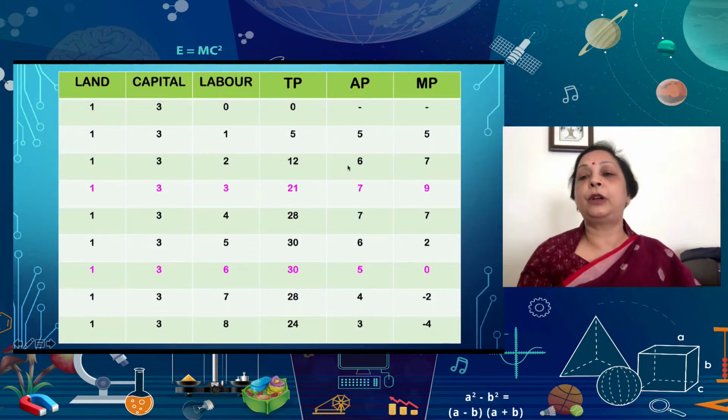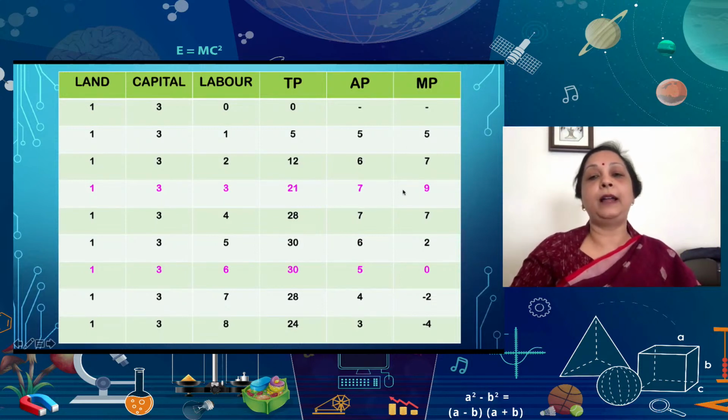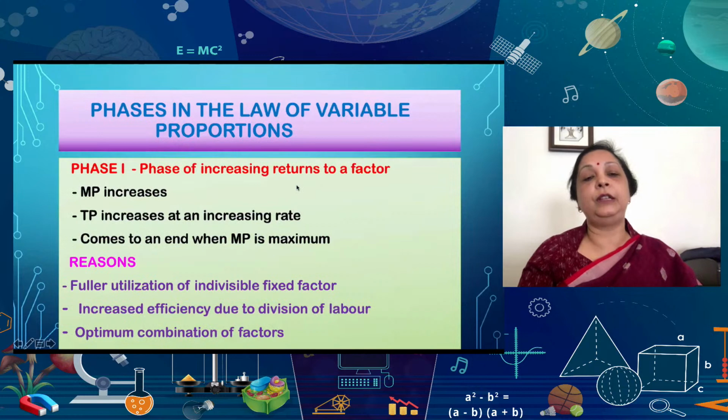So marginal product goes on increasing. So these are the 3 reasons why this does not become from 5 to 10 to 15. It is from 5 to 12 to 21 because of these 3 reasons: fuller utilization of indivisible fixed factors, increased efficiency due to division of labor, and optimum combination of factors.